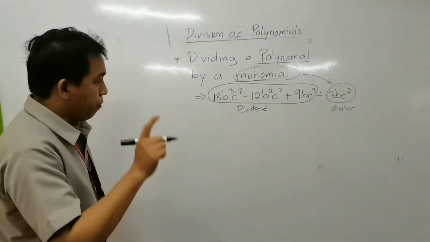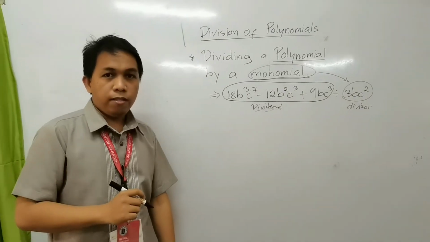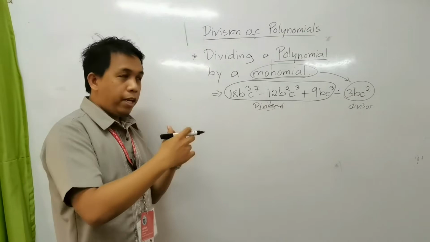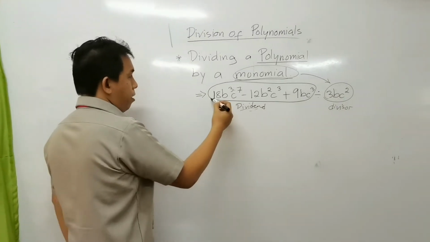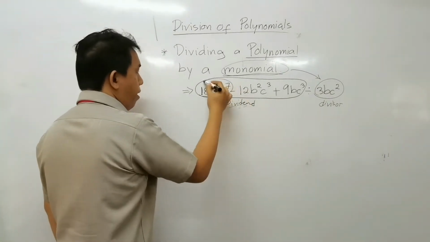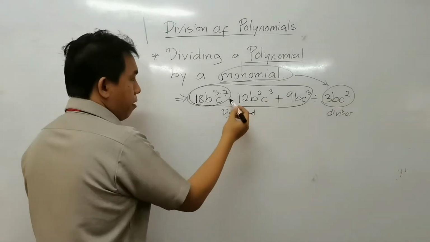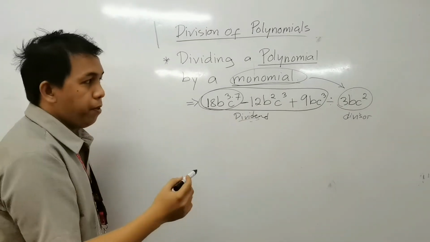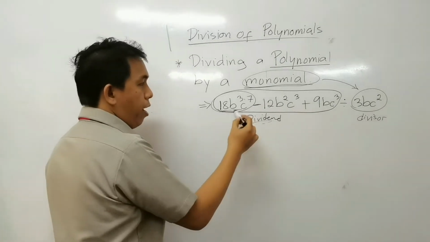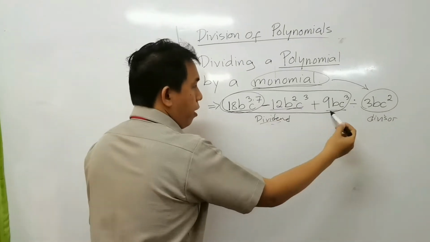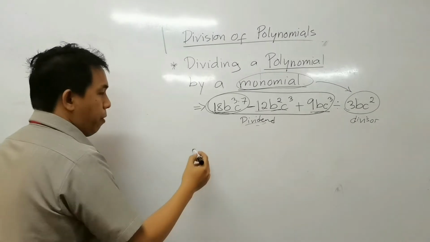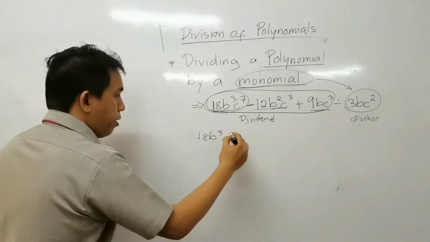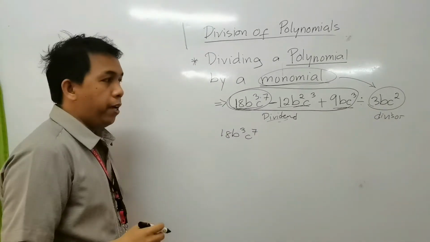First thing to do is to separate all the terms. Okay, separate all the terms. This kind of polynomial is a trinomial because it has three terms: 1, 2, and then 3. So copy first the term. We have 18b cubed c to the power of 7.